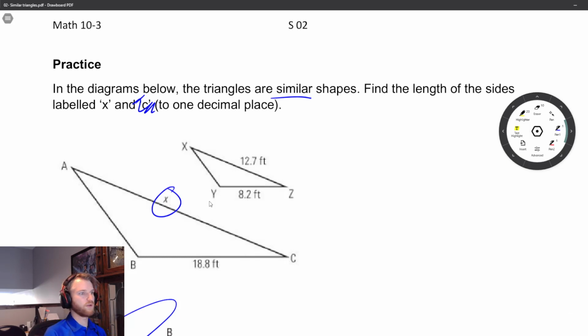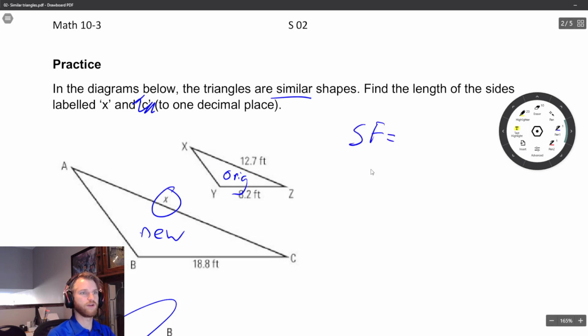We're going to find this one. So how are we going to do that? We're going to find the scale factor, and because we're looking for this one, it's easier if we call this one our new and this one our original. We could go the other way as well, as long as we're being consistent, but I'm going to call this one my new, this one my original. So I'm first going to find the scale factor. Scale factor is the new side divided by the original side.